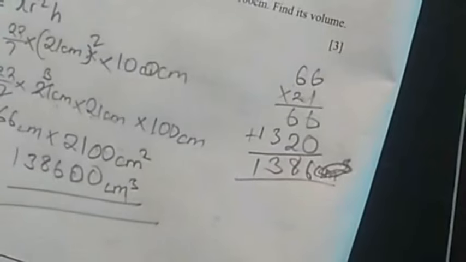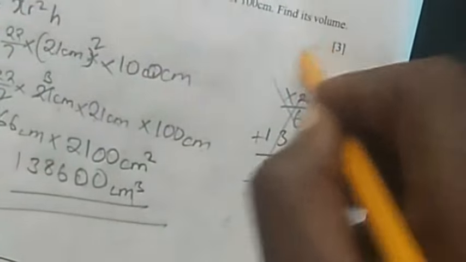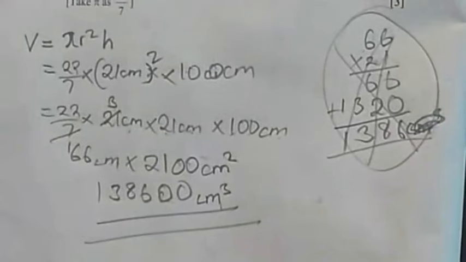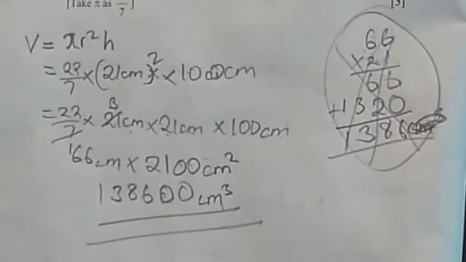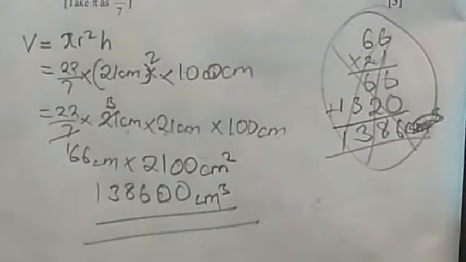So make sure that if you have done like this, you circle it so that people don't focus on that. Okay, so that is the answer. So the volume of the cylinder in the question is 138,600 centimeter cubic. Okay, so we go to the next question, which is 6a.